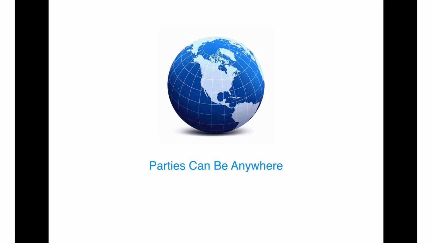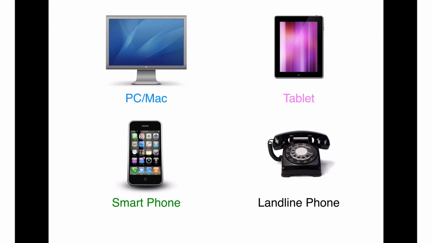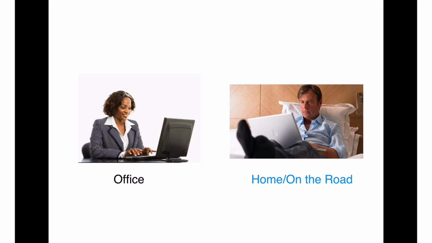Online mediation means that parties can be anywhere, different cities, different countries, or even different continents. They are connected with whichever device they have. It can be a PC or a Mac. It can be a tablet, an iPad, for example. It can be a smartphone, an iPhone or an Android smartphone, or it can also be an ordinary landline phone. They can participate from anywhere, from their office, from their home, on the road.